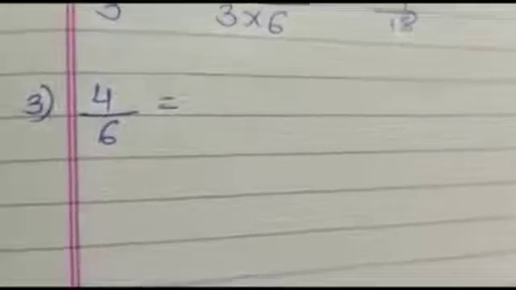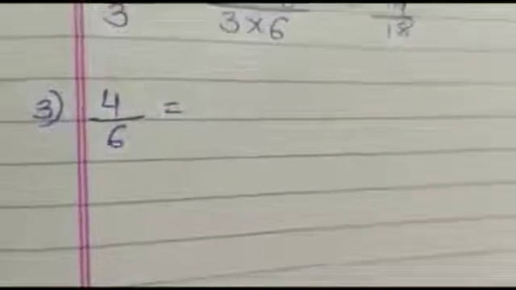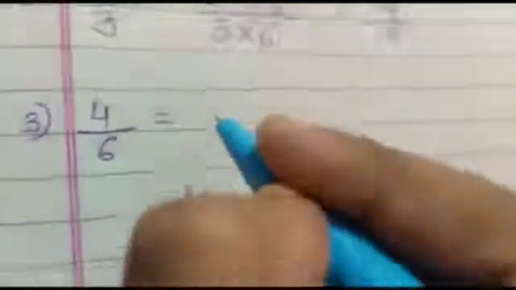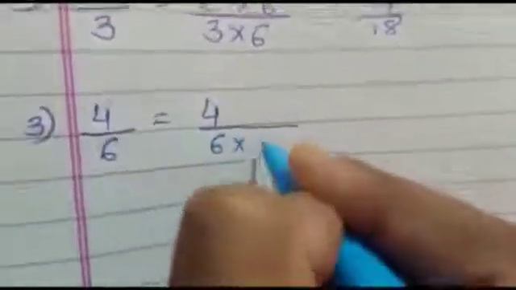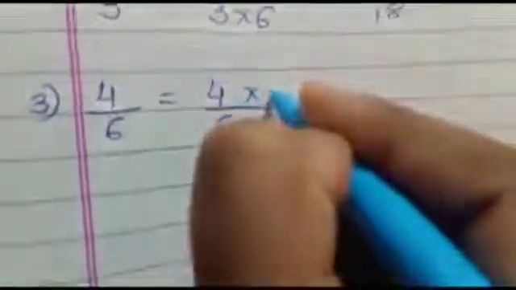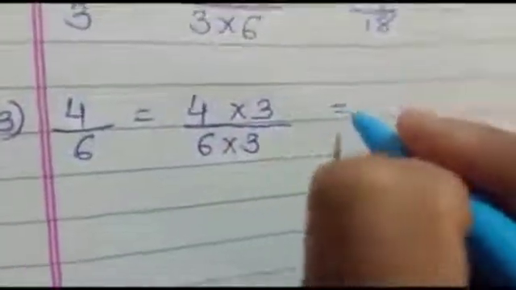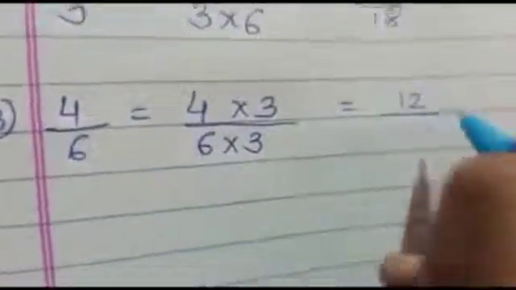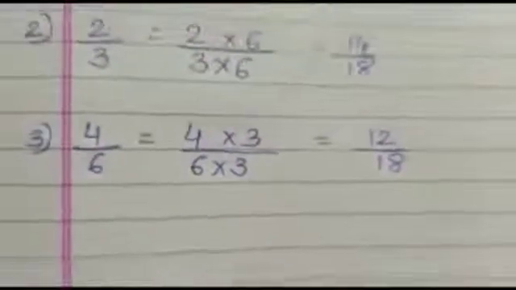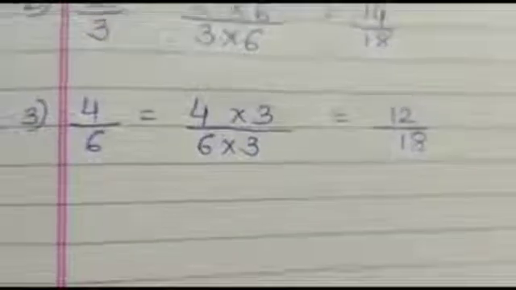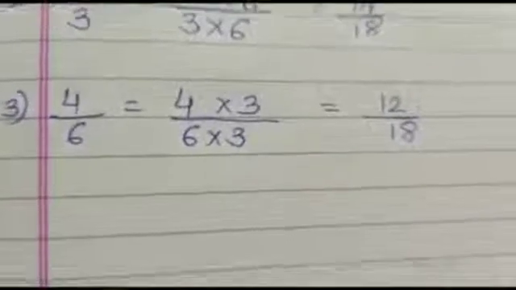Third one is 4/6. Again you want your denominator to be 18. Now 18 is coming in 6's table. Yes, how many? 6 3s are 18. So multiply by 3 with the denominator as well as the numerator. 4 3s are 12. 6 3s are 18. So you got your answer. Okay. In this way, students, you have to solve question number 2.